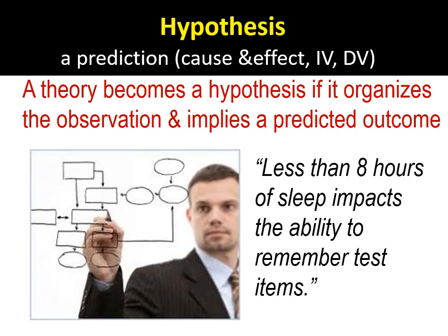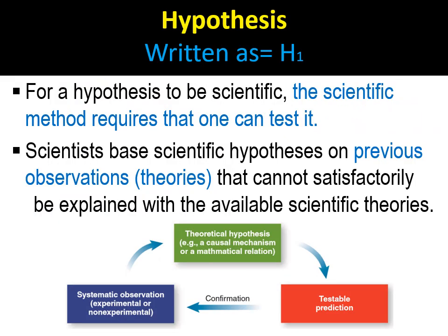A hypothesis is a prediction. It is a cause and effect with an independent variable and a dependent variable. So a theory becomes a hypothesis when it organizes your observation and it implies a predicted outcome. Now, you might be wrong, but at least you're trying to give a predicted outcome. So now my theory says less than 8 hours of sleep will impact the ability to remember test items. And now it's become a hypothesis that I can go out and test.